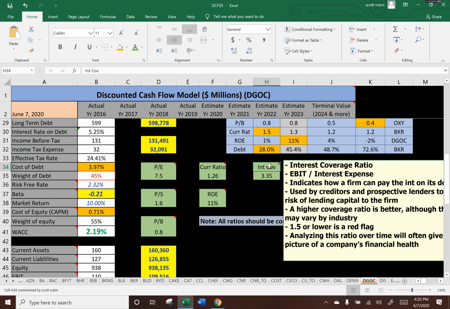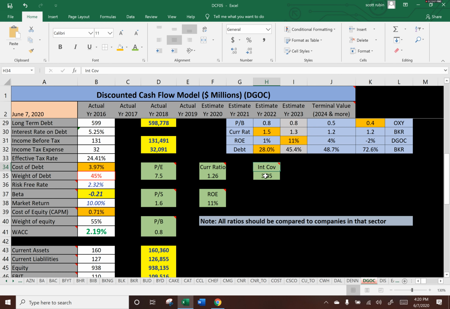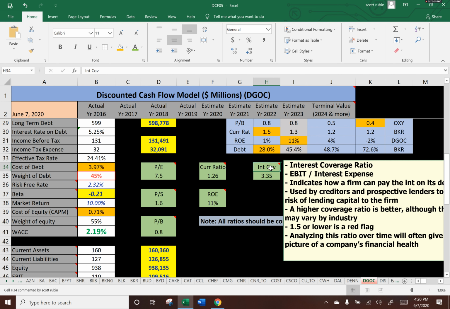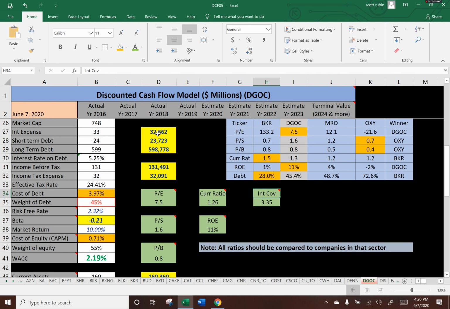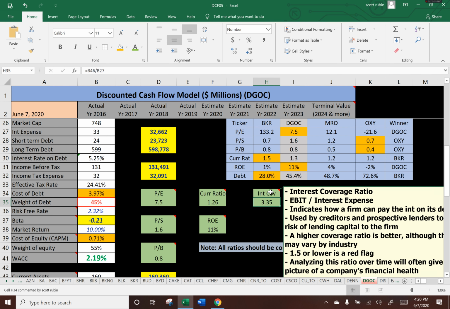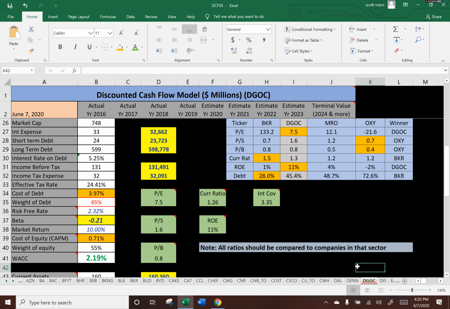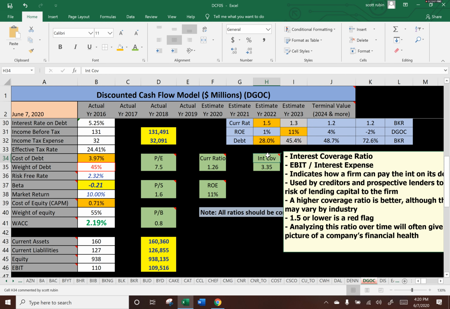So it's EBIT, earnings before interest and taxes, over interest expense. So this company has more than 3 times its interest expense covered. So the interest expense is $32 million, and they have more than 3 times that. That's really important, because if you can't pay your interest payments on your debt, you're going to have to take on more debt in order to pay it. And that cycle may never end, and you may end up in bankruptcy if you keep taking on more and more debt.